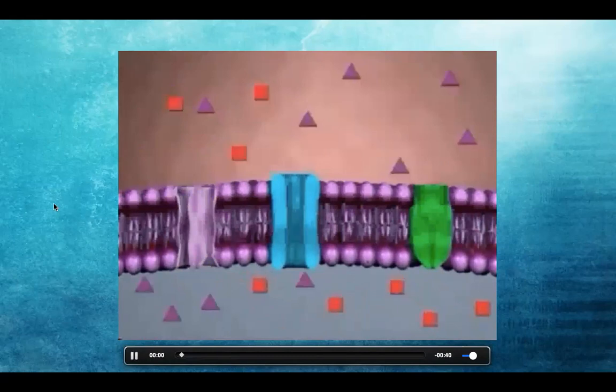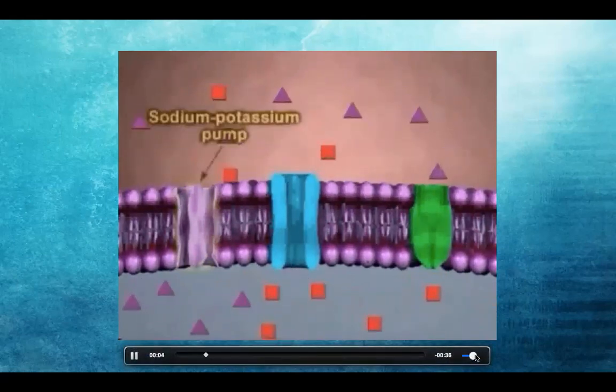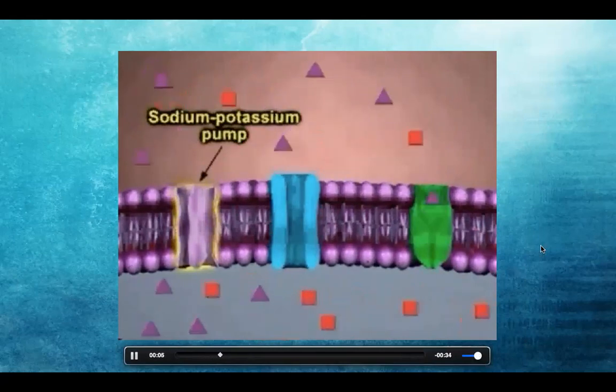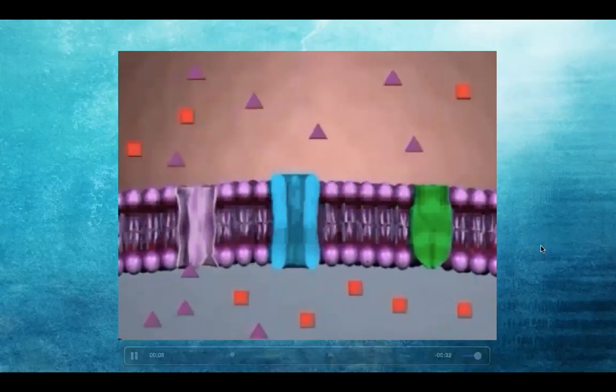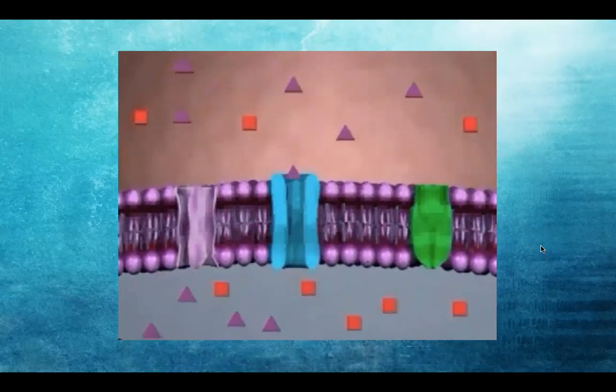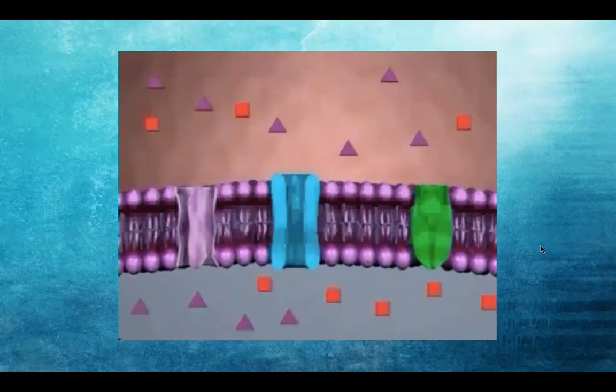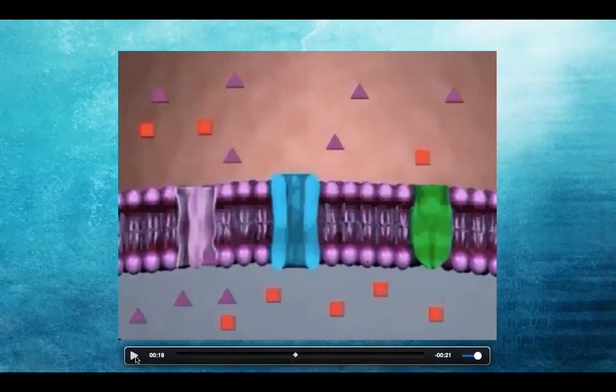This section of a cell membrane contains a carrier protein called a sodium-potassium pump. This protein moves sodium ions and potassium ions against their concentration gradient. Such movement requires the cell to use energy and is therefore a type of active transport.